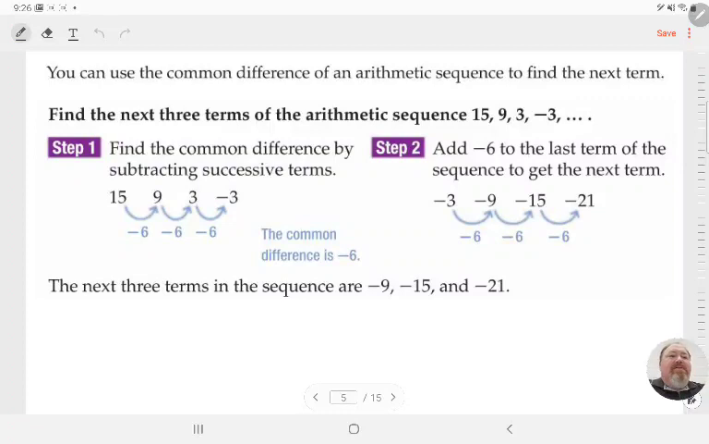You can use the common difference of an arithmetic sequence to find the next term. Find the next 3 terms in the arithmetic sequence 15, 9, 3, -3. So we start with finding the common difference. In this case, when we go term to term, the common difference is -6. So then all I have to do is start with the last term and add -6 each time. So -3, I add a -6, I get -9. -9, I add a -6, I get -15. -15, I add a -6, I get -21. So the next 3 terms in the sequence would be -9, -15, and -21. Okay, so you're just carrying that sequence out.